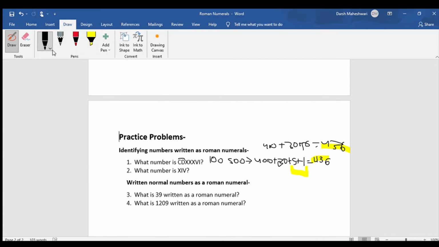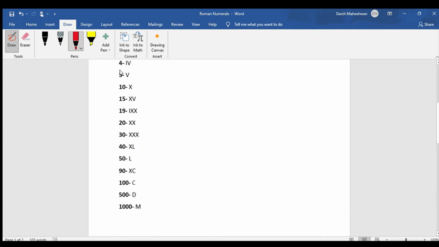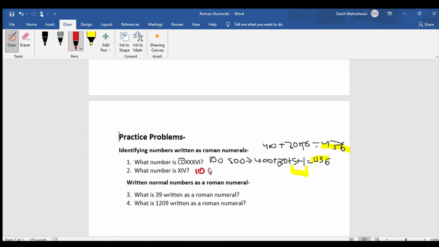Number 2, what number is XIV? Okay, so X, as we know, is 10, and then IV. Remember, IV is 4, so it would be 10 plus 4, and this would be equal to 14. Because V is 5, and 1 ahead of it means 5 minus 1, which would be 4.